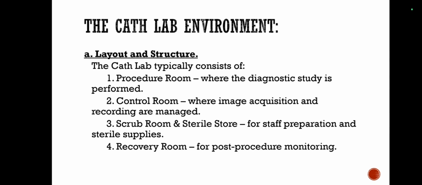So, first of all, the cath lab environment, layout and structure. Cath lab typically consists of a procedure room where the diagnostic study is going to happen, and the next is the control room. It is a place where the image acquisition and recording are managed. The third one is the scrub room and sterile store. It is for the preparation of the staff and also to store the sterile supplies. The fourth one is the recovery room. It is for the post procedural monitoring.